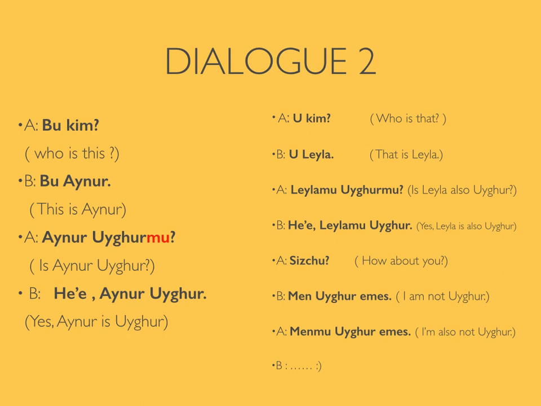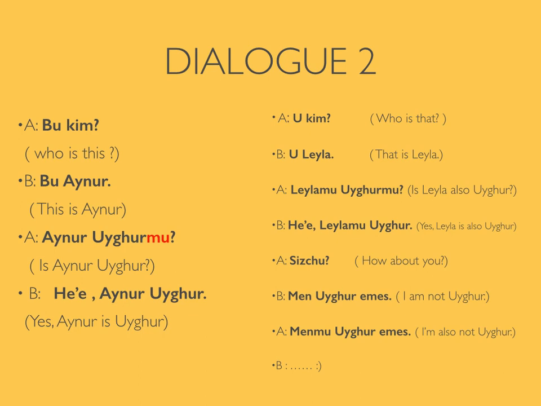And then I asked again, U kim? Who's that? U Layla. That's Layla. Layla mu Uyghur mu? Is Layla also Uyghur? B answered, Layla mu Uyghur. Yes, Layla is also Uyghur. Siz chu? How about you? I didn't translate siz because I assumed you know, we talked about personal pronouns in our previous class. Siz is you, singular. How about you? Men Uyghur emes. I'm not Uyghur.